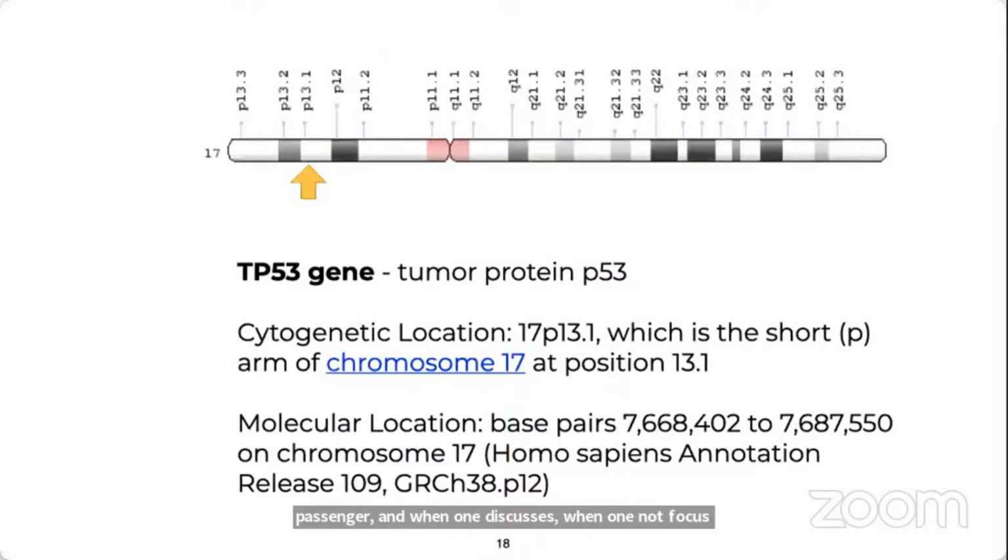And when one focuses on one specific gene, for example the TP53 gene, which is very well known for the protein tumor protein TP53. And this protein, as we already discussed, acts as a tumor suppressor and regulates cell division by keeping growth and cell division under control. The mutations present in TP53 are of numerous types and also numerous varieties.